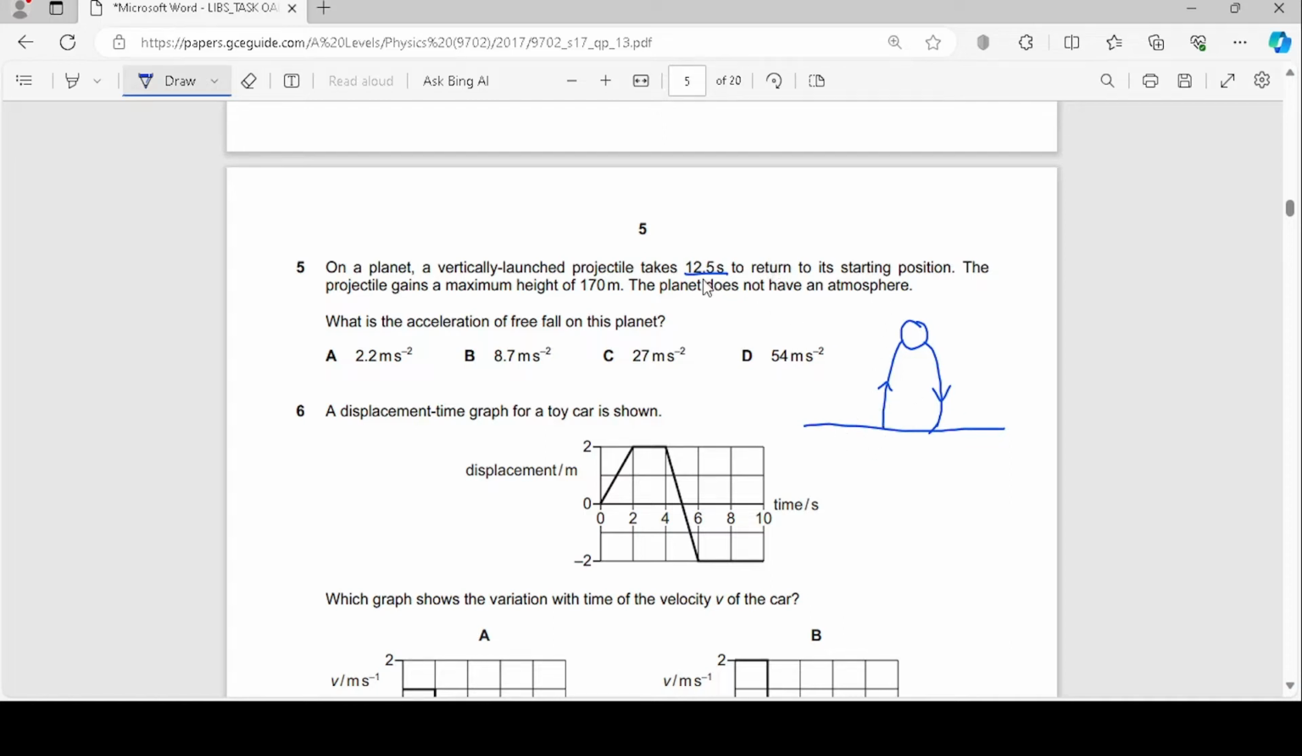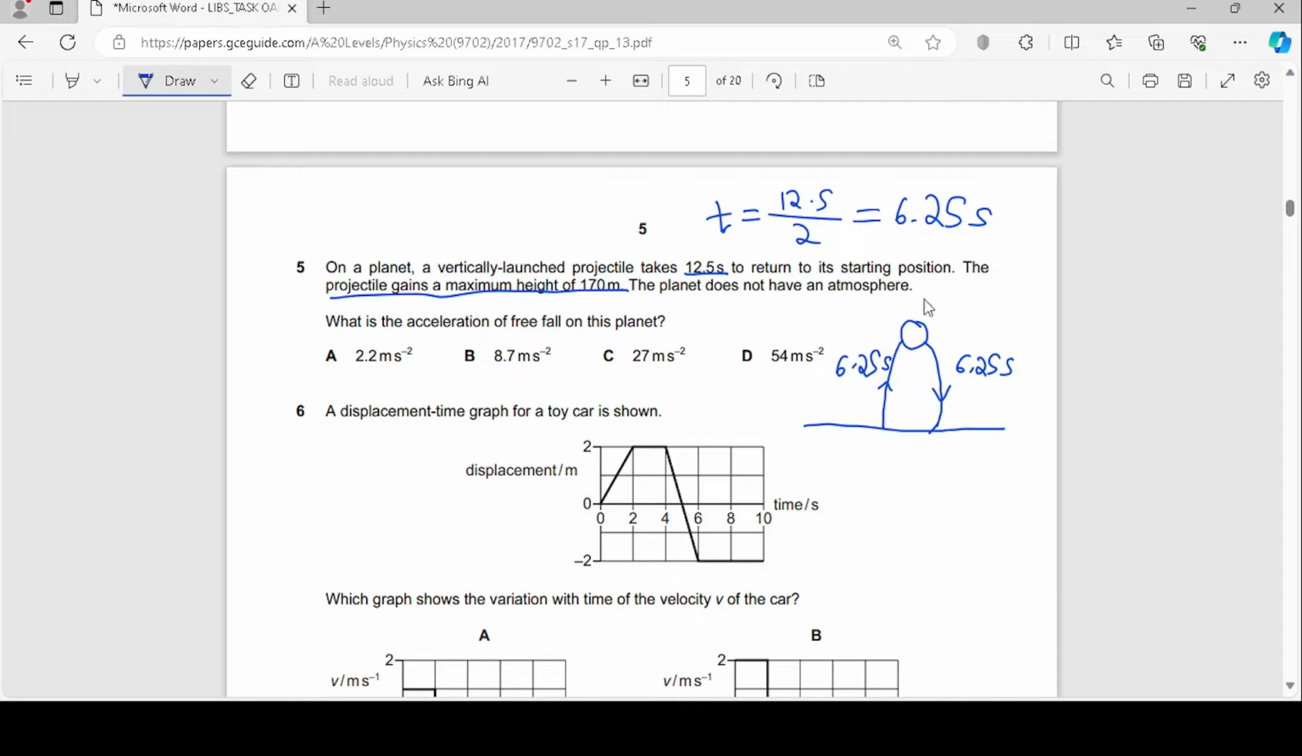Anyways, if it takes 12.5 seconds to go there and back, then for half of the journey it will take 12.5 divided by 2, which is 6.25 seconds. I should get better at mental math. So this half of the journey is taking 6.25 seconds, and this half of the journey is taking 6.25 seconds. And you have to realize that the projectile gains a maximum height of 170 meters.